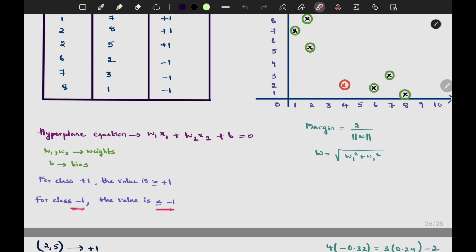Which means we will be solving this hyperplane equation. After solving the hyperplane equation, if my value is greater than or equal to plus 1, then I will classify it into class plus 1. After solving this entire equation, if my value is less than or equal to minus 1, then I will be classifying into the negative class. That is all about this.